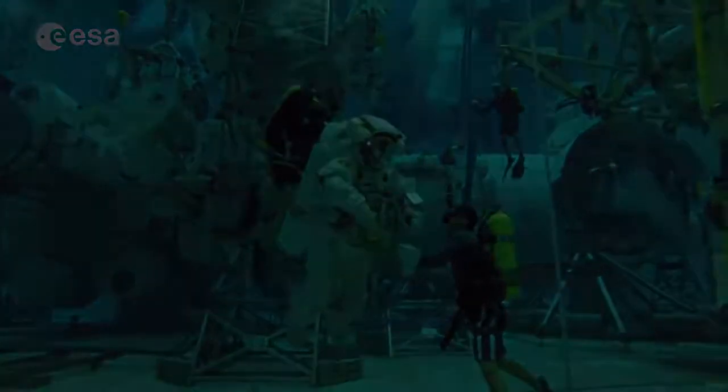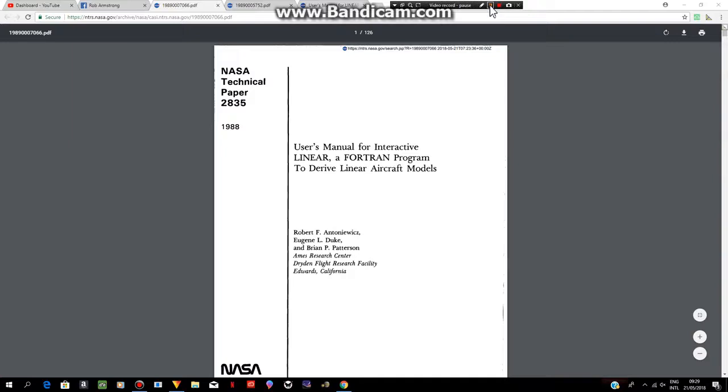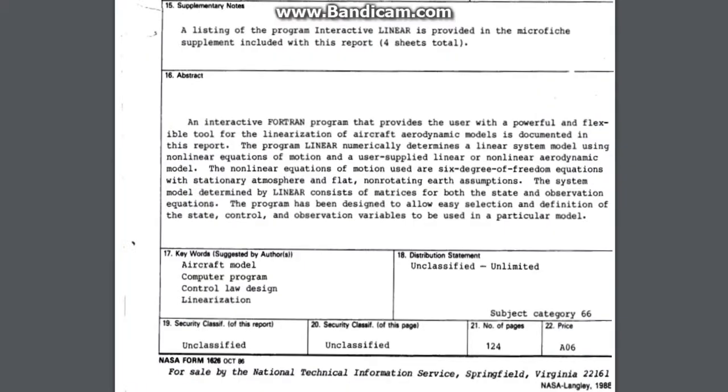Anyways, moving on. Number 3. This next document is another user's manual, Interactive Linear, a Fortran program to derive linear aircraft models, NASA Technical Paper number 2835, also dated 1988. It states, again, the nonlinear equations of motion are 6 degree of freedom equations with stationary atmosphere and flat, non-rotating Earth assumptions. Now, this time they worded it a little bit differently.